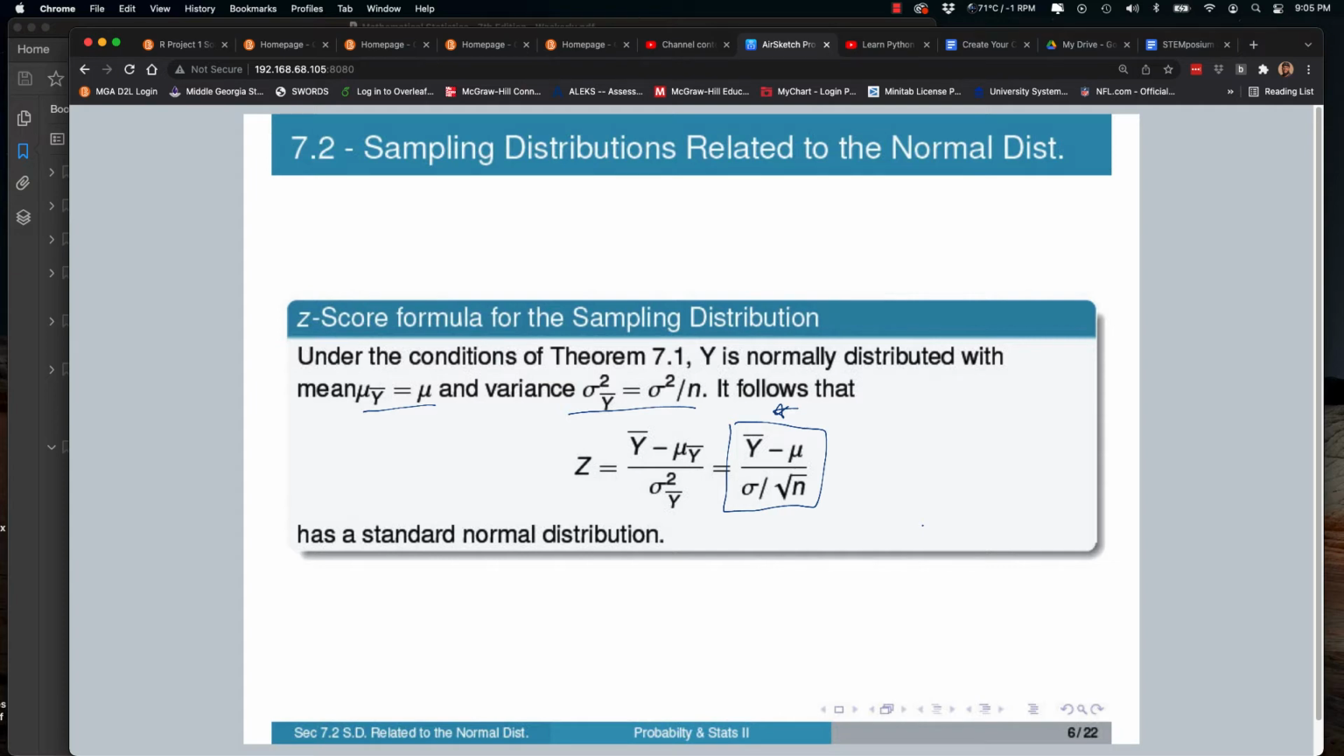But a quick note on technology for the normal distribution. As far as technology is concerned, we've got two methods with this particular distribution that we can deal with.